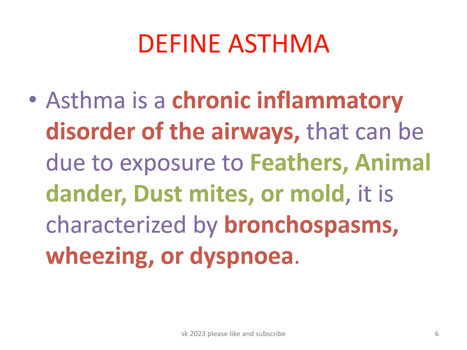Definition of asthma. Define asthma. Asthma is a chronic inflammatory disorder of the airways that can be due to exposure to feathers, animal dander, dust mites, or mold. It is characterized by bronchospasms, wheezing, or dyspnea. You've seen how easy it is if you know what to put in your definition for you to get your 5%. So there, chronic inflammatory disorder of the airway is the type of condition. That is what it is. It affects the airway, and it is a chronic disorder.